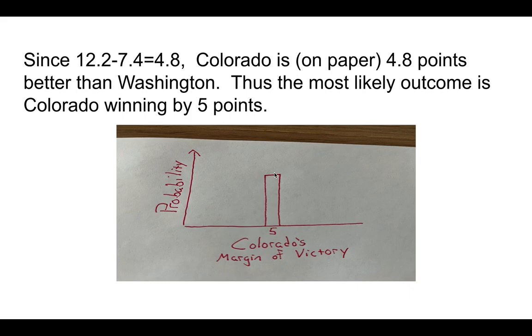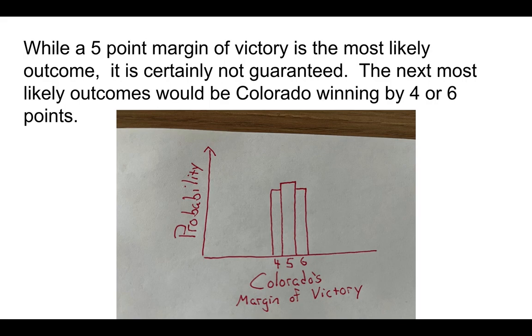Now, right now, I've only drawn in one bar here. This is going to be my tallest bar because a 5-point margin of victory is the most likely outcome. But it's certainly not the only possible outcome. The next two most likely outcomes would be a Colorado win of 4 points or a Colorado win of 6 points. You can see I made those bars a little bit shorter because they are a little bit less likely.